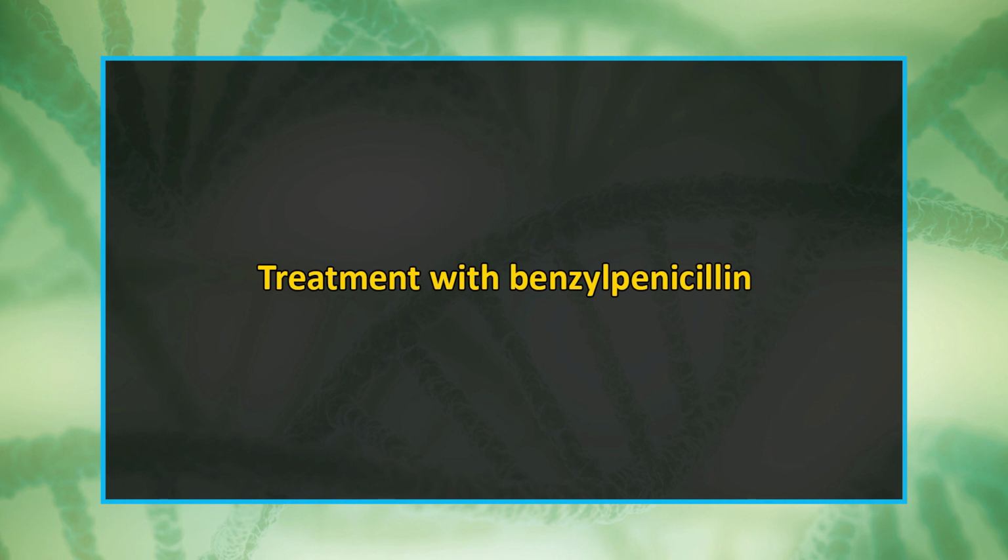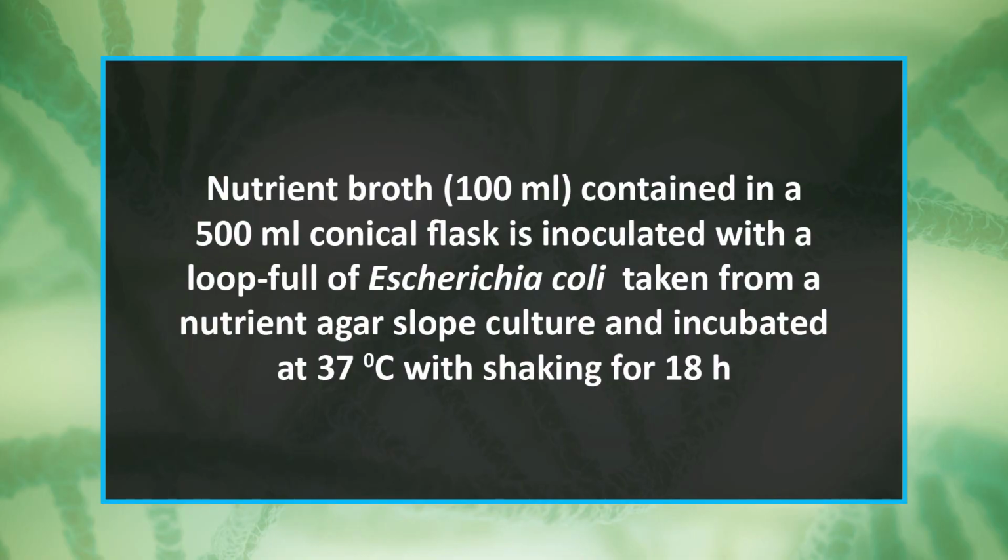Number 2, treatment with benzyl penicillin. It's a method similar to that of Hirokawa 1962. In this, nutrient broth of 100 milliliters contained in a 500 milliliter conical flask is inoculated with a loopful of Escherichia coli taken from a nutrient agar slope culture and incubated at 37 degrees Celsius with shaking for 18 hours.